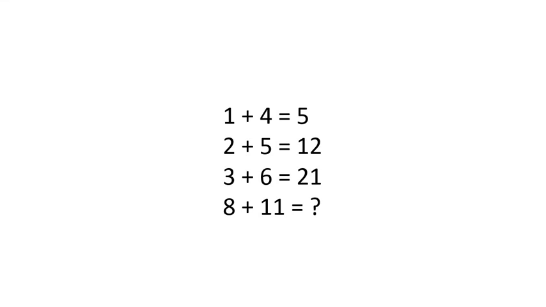But what could we do? Because let's be honest, the problem is that we say that 2 plus 5 equals 12, and 3 plus 6 equals 21. This is incorrect, but we have another possibility. What if we could say that 1 plus 4 corresponds to 5, and 2 plus 5 corresponds to 12? That's an enormous difference.